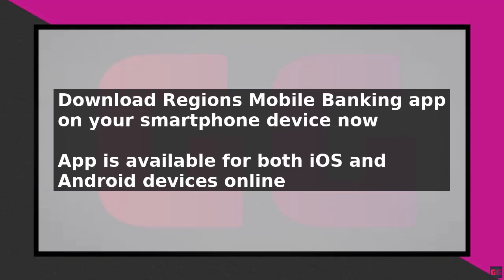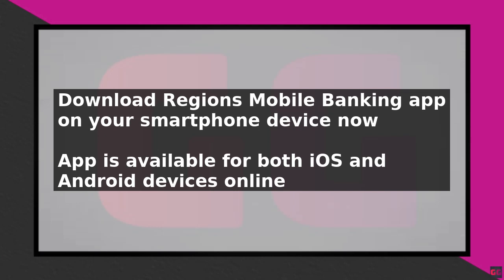To do a mobile deposit on Regions Bank, start by downloading and installing the Regions mobile banking app on your smartphone. This app is available for both iOS and Android devices and can be found in the App Store or Google Play Store. Once you have downloaded the app, open it and log in to your account using your online banking username and password. If you are a new user, you will need to enroll in online banking before you can use the mobile app.